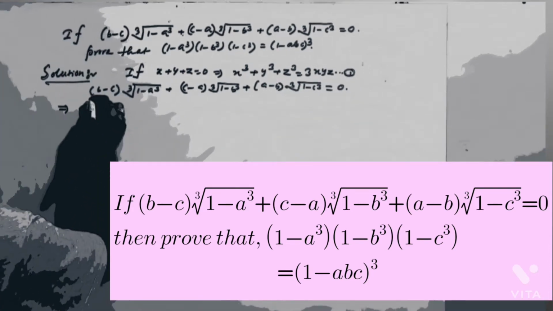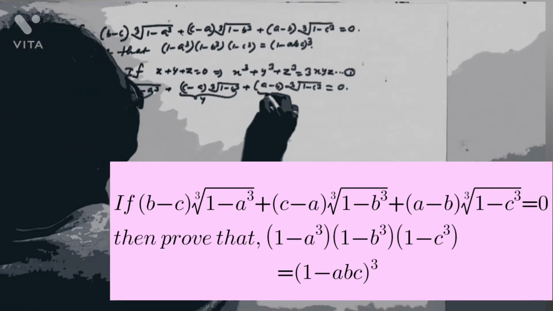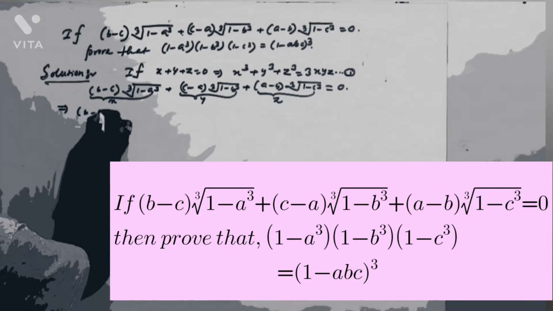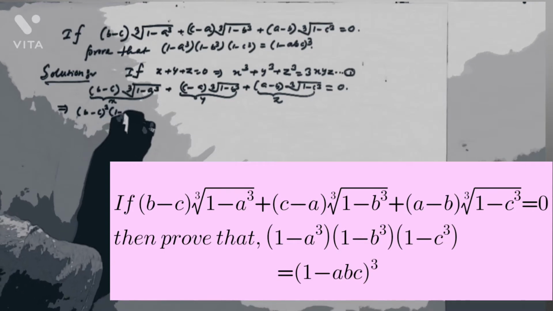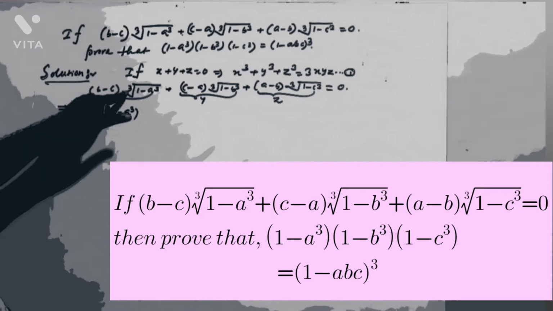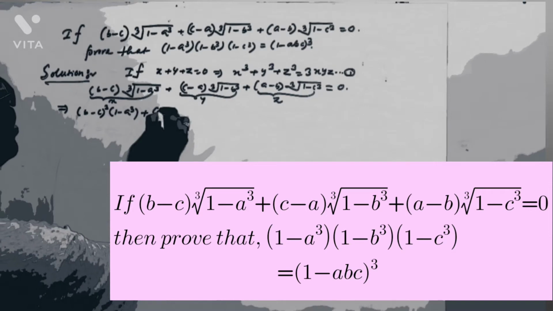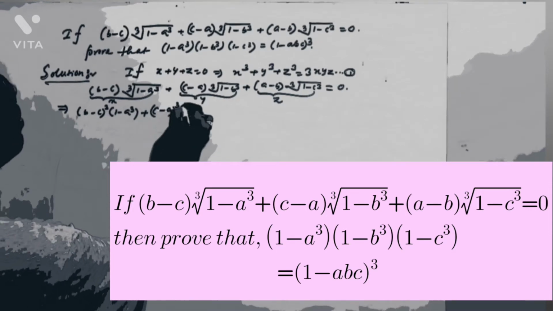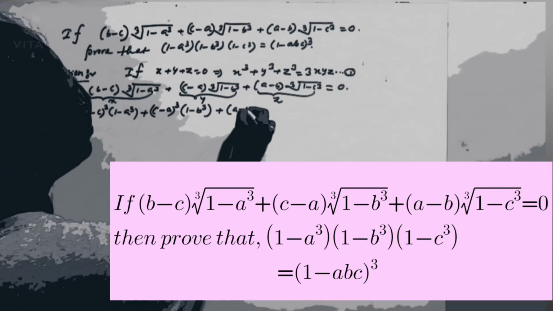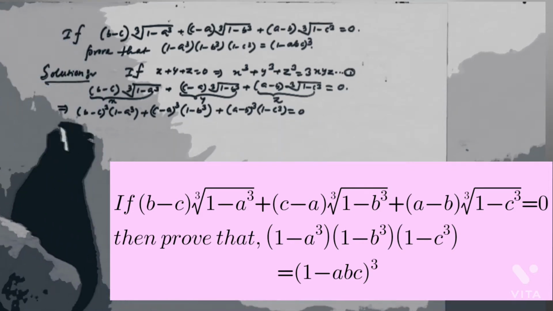Let us assume this is x, this is y, this is z. Then it implies that (b minus c) whole cube into (1 minus a cube), actually the cube roots are cancelled. Okay, this is the cube root. If we cube this, then we get here (1 minus a cube), same as (c minus a) whole cube, (1 minus b cube), again (a minus b) whole cube and (1 minus c cube) equals 0.